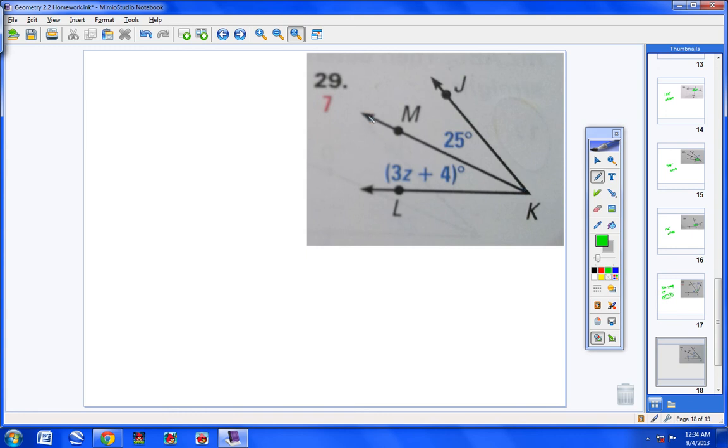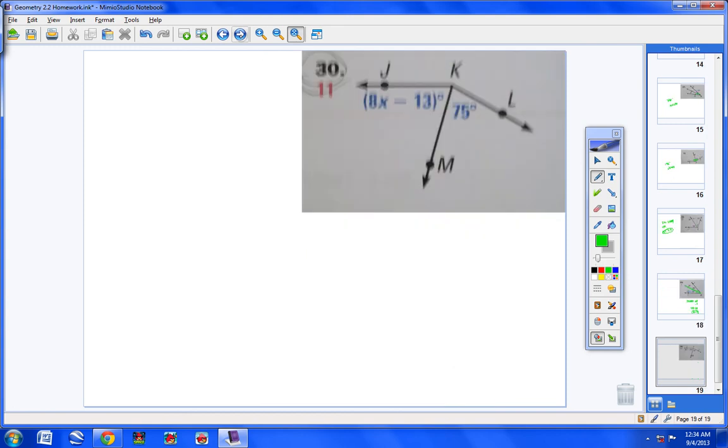Number 29. We do know by the directions that MK is an angle bisector. That means it cuts the big angle in half, so we know this angle here is congruent to this angle here. So I can really state that 3z plus 4 does equal 25. Now I'm going to solve for z, so bring the 4 over, and when I bring the 4 over, I'm obviously going to make it a negative 4. Now I'm left with 3z equals 21. And now divide both sides by 3, and z equals 7.